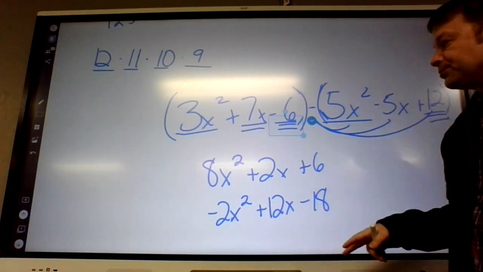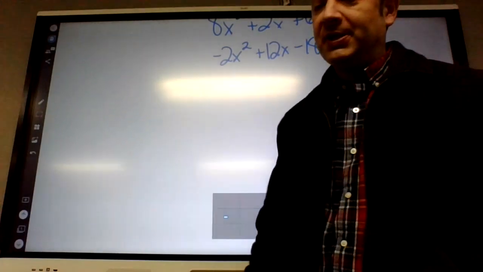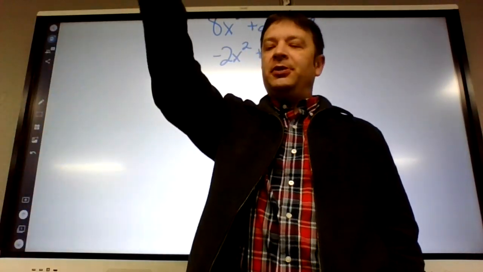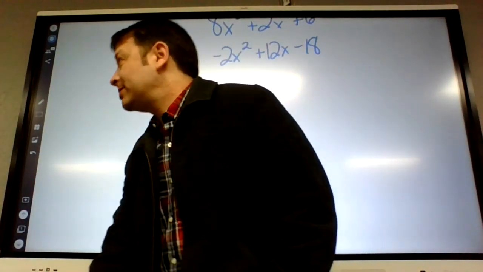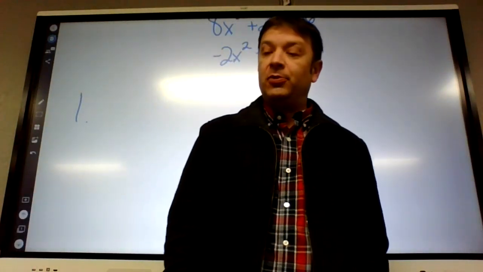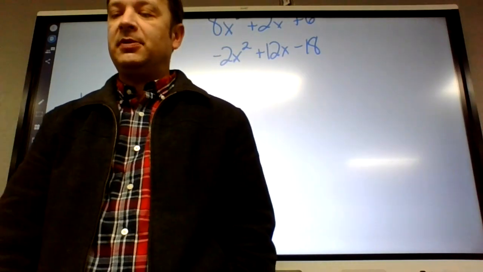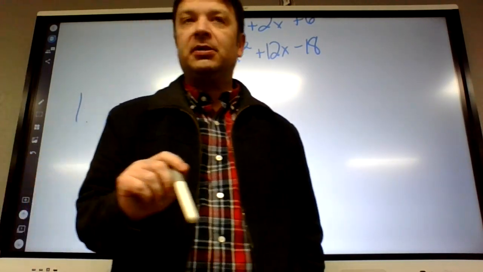Number 1. Okay, they were kind of nice to us on this first section because they wrote it vertically, so all the like terms are already lined up for us. Makes it a little bit easier. On number 1, we're adding 3m plus 4 plus 7m plus 2 plus 9m minus 12. So basically we can just go ahead and add all those m's together.